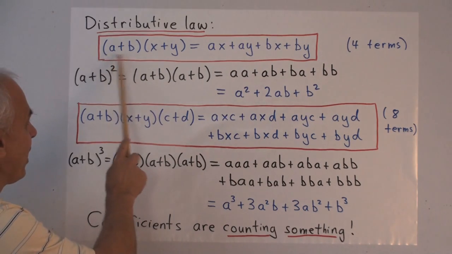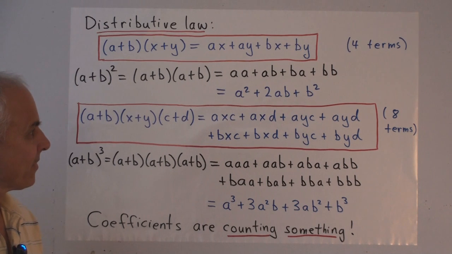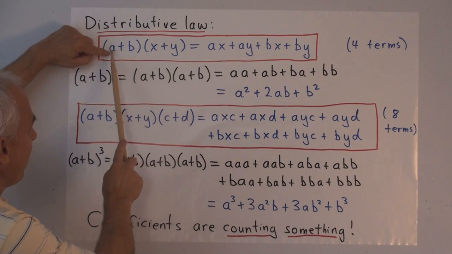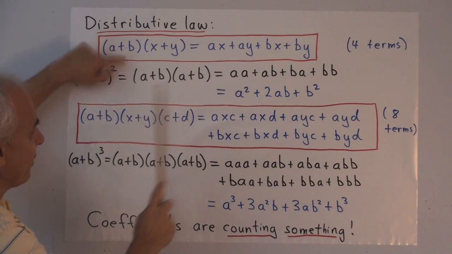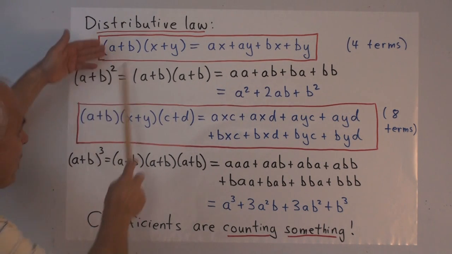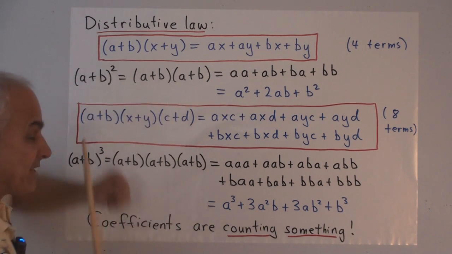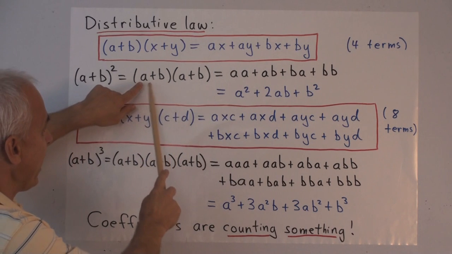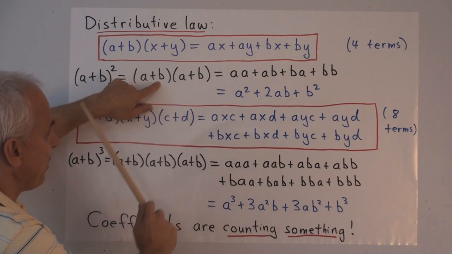Here is the distributive law applied to (a plus b) times (x plus y). We expect that there's going to be four terms: a times x plus a times y plus b times x plus b times y. So there are the four terms. Now if we look at this general formula in the special case when the x and y are the same as a and b, then if we just copy this over, we would get a times a plus a times b plus b times a plus b times b.